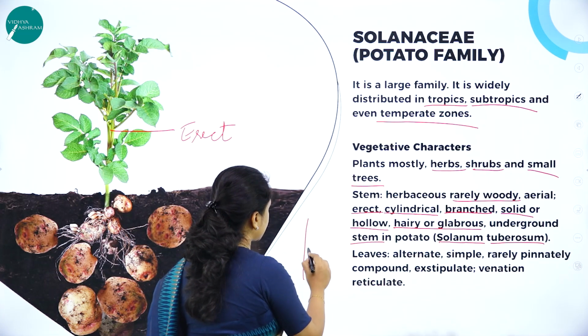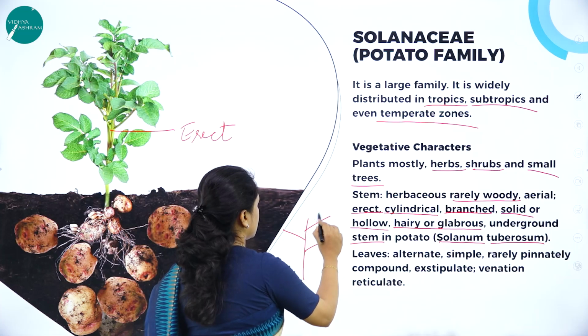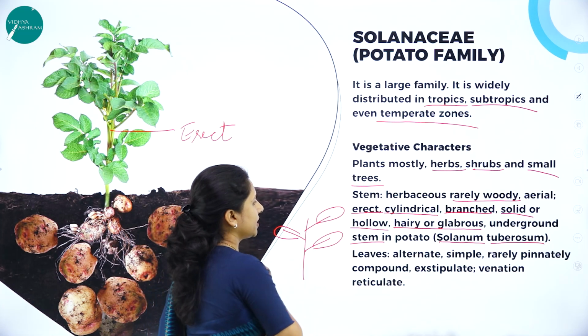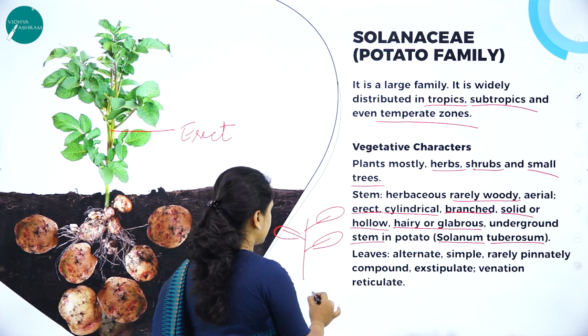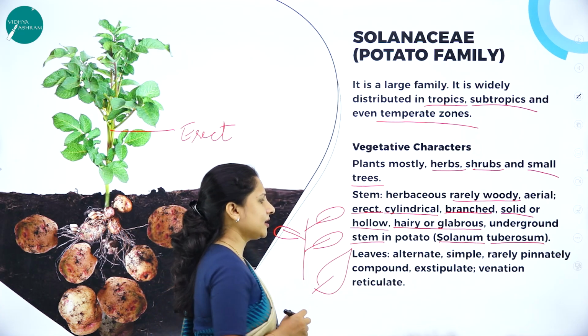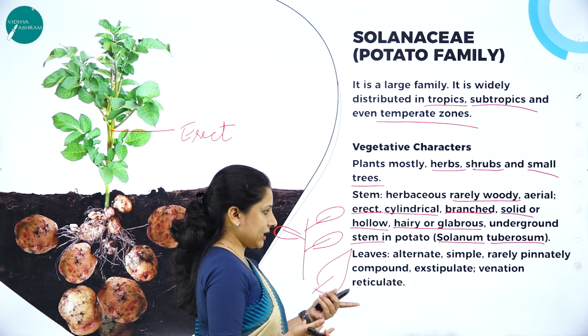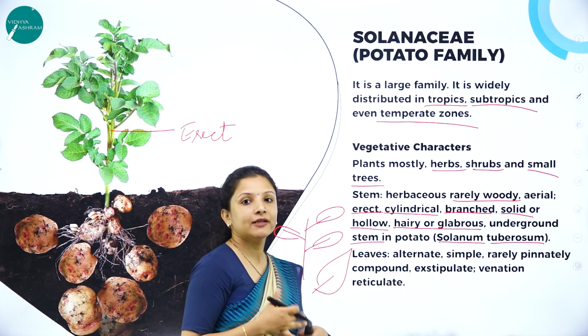What do you mean by alternate arrangement? They'll be arranged like this in an alternate manner. They are simple, that is, very simple entire leaf. Rarely they are pinnately compound, very rare. They are exstipulate, meaning they don't have stipules.